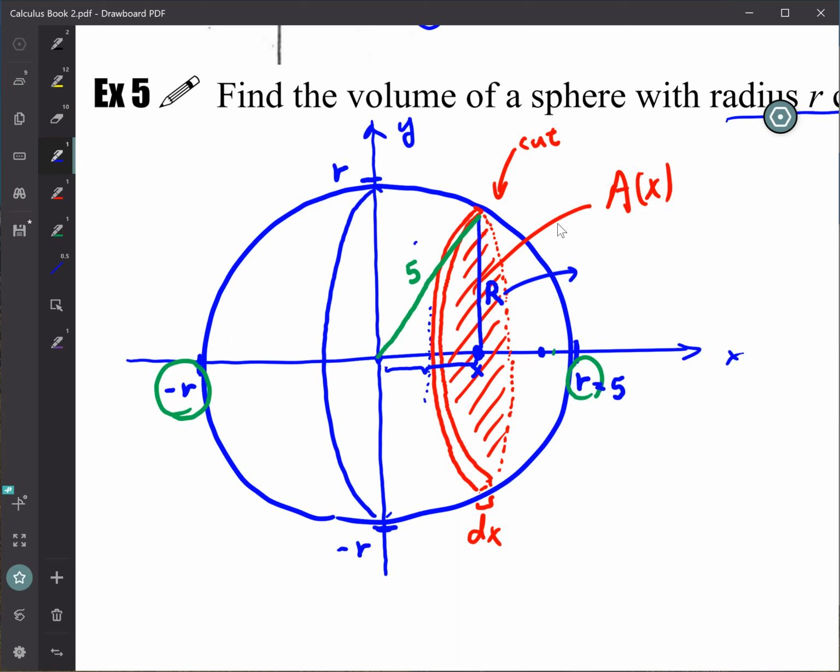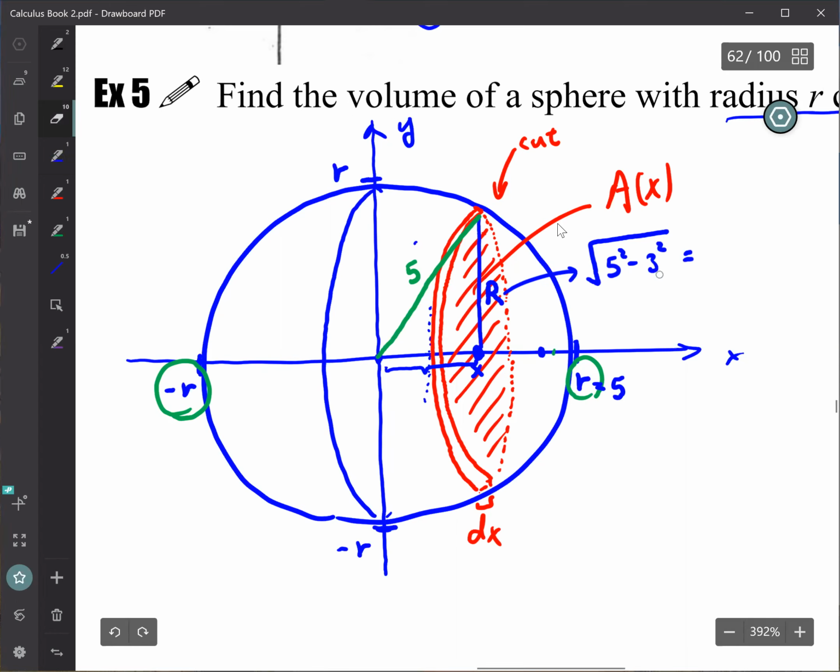5 squared minus 3 squared equals big R squared. So to find the R, you need to take the root of 5 squared minus 3 squared. Very good, okay? So that would be, well, actually it's not 3 squared, we should put x squared, right? Because instead of 3, we have any x. Just in general. So that will equal 25 minus x squared.